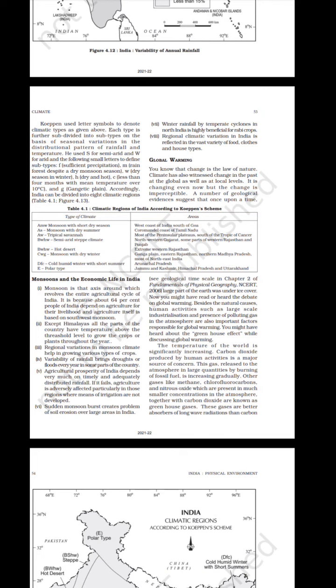Winter rainfall by temperate cyclones in North India is highly beneficial for rabi crops. Regional climate variation in India is reflected in the vast variety of food, clothes, and house types.